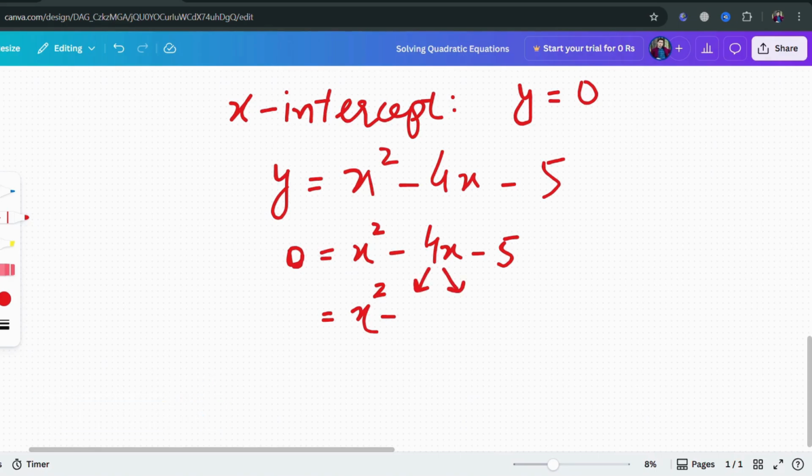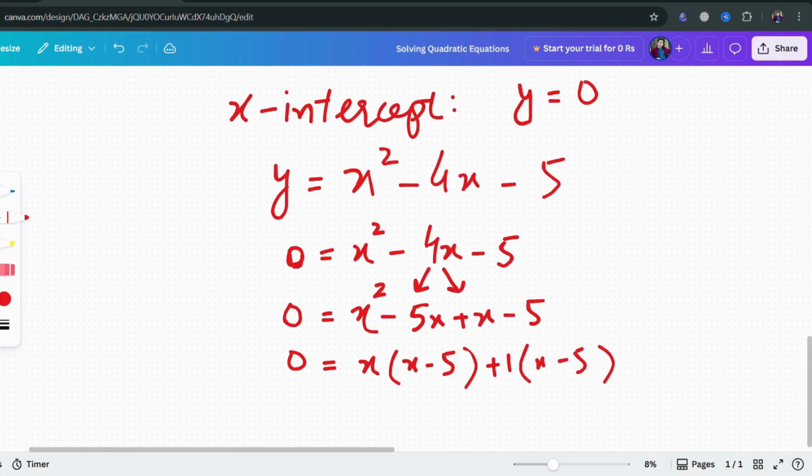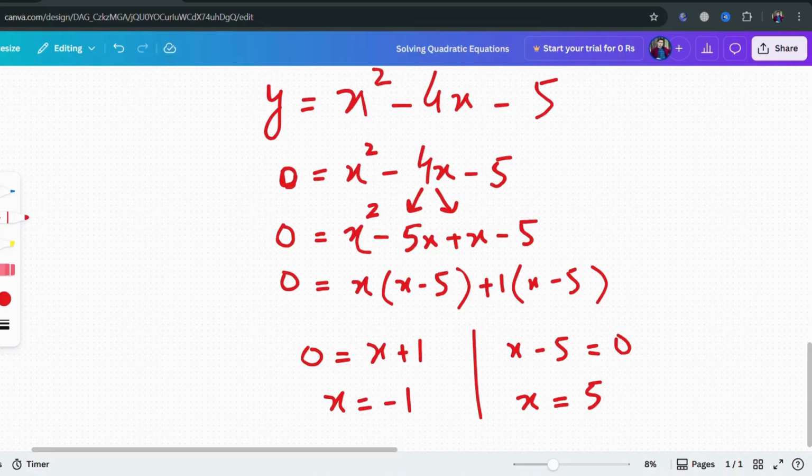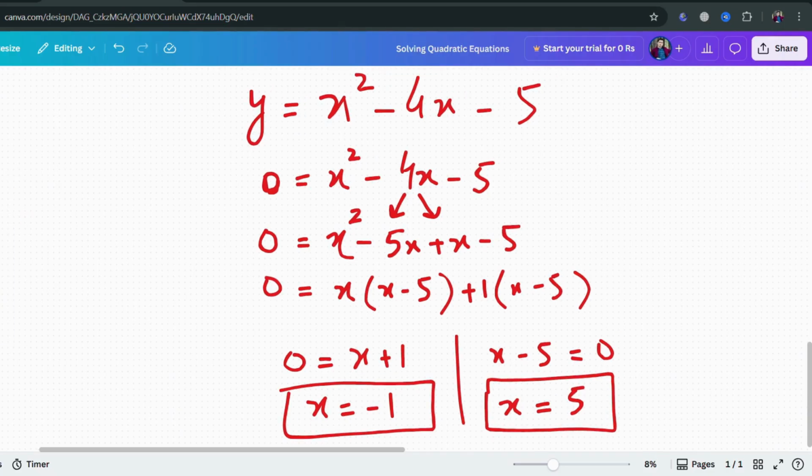So we can do it by multiplying negative 5 with positive x, and minus 5. I will take x common from the first part, x minus 5. From the second one, I will take only 1 common, x minus 5. So I got our factorization as 0 equals x plus 1 times x minus 5. Setting x plus 1 equal to 0, I will get x equals negative 1. And setting x minus 5 equal to 0, I will get x equals positive 5. So these are the two different values of x that I've got. These are the x-intercepts.